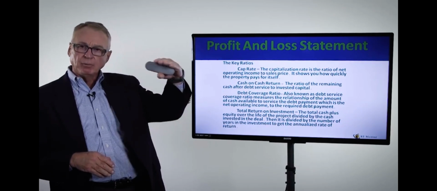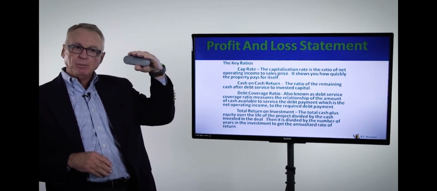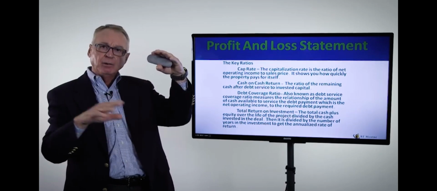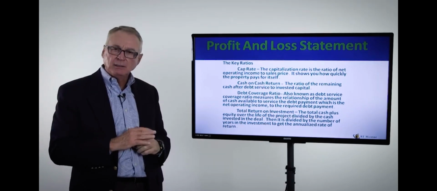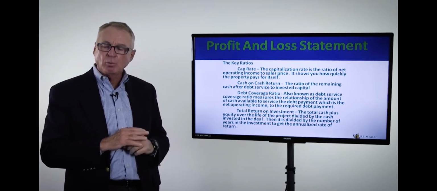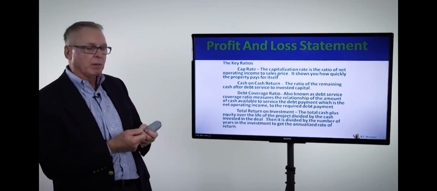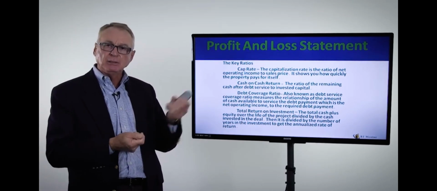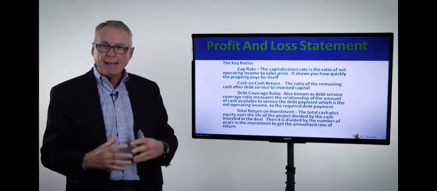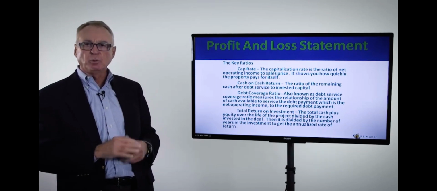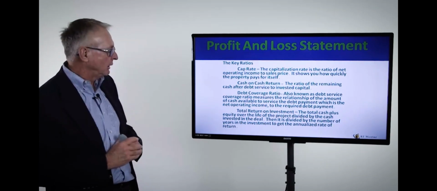So if you're offering at a certain price, and you take the NOI and divide it into there, if it comes to a 10, it's going to take you 10 years to pay for that property. So the capitalization rate is basically the number of years it's going to take for the property to pay for itself. Again, NOI divided by the purchase price gives you your capitalization rate.